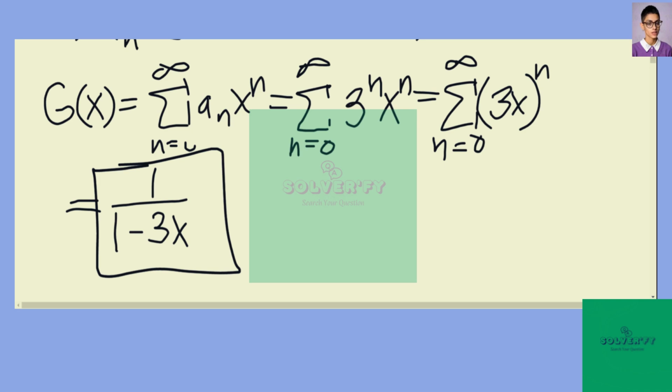In part C, we're given the sequence a sub n, where a sub n equals 2 for n equal to 3, 4, and 5, and so on, and a sub 0 equals a sub 1 equals a sub 2 equals 0.